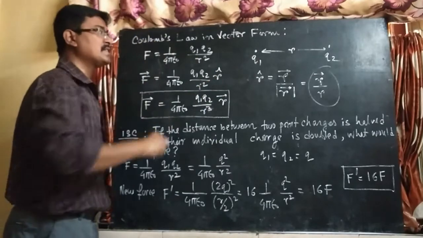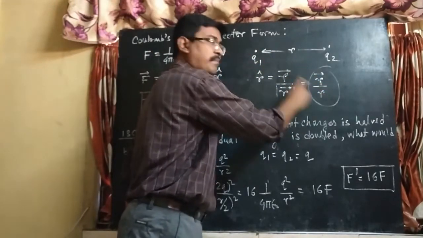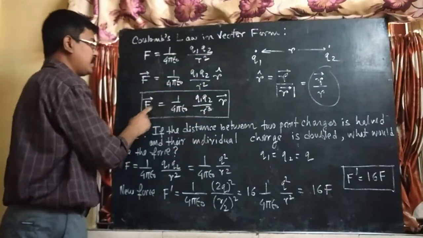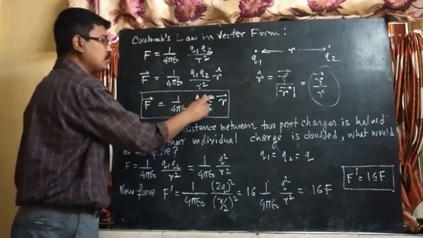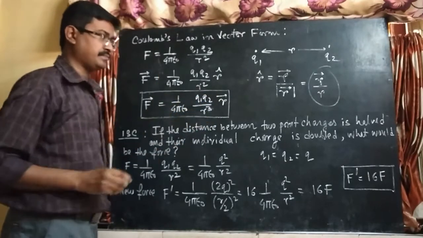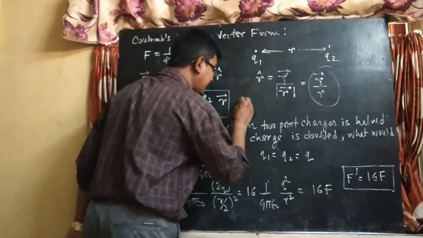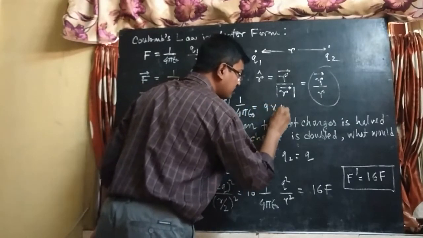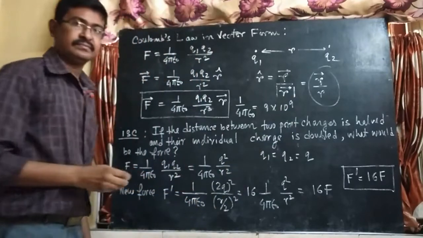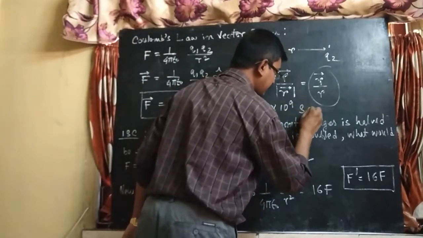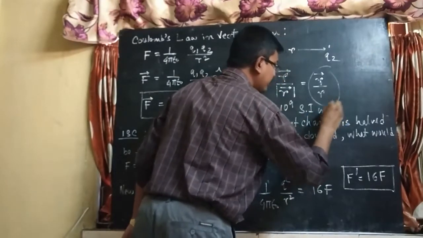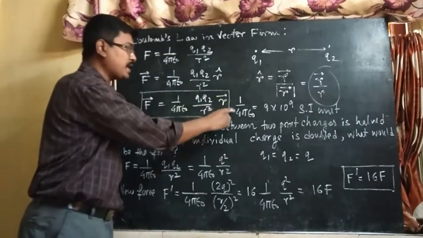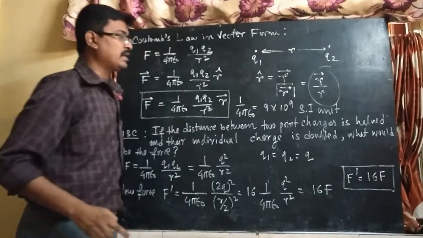So, vector F is equal to 1 by 4 pi epsilon 0 Q1 Q2 by r square times the unit vector. Now, the unit vector is equal to vector r divided by its magnitude. So we just replace it and we write vector F is equal to 1 by 4 pi epsilon 0 Q1 Q2 by r cube vector r. And one more thing is that 1 by 4 pi epsilon 0 is equal to 9 into 10 to the power 9 SI unit. So whenever you do a numerical based on Coulomb's law, we replace 1 by 4 pi epsilon 0 with 9 into 10 to the power 9 SI unit.